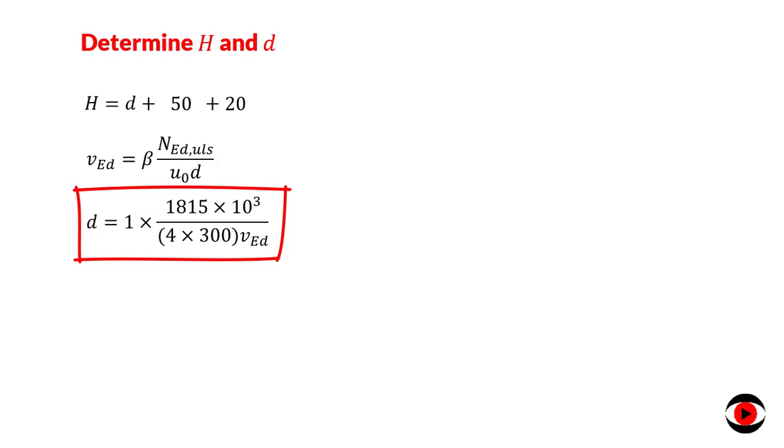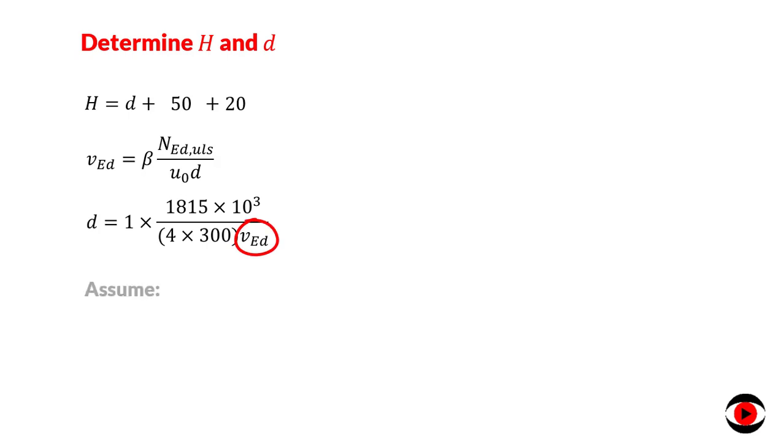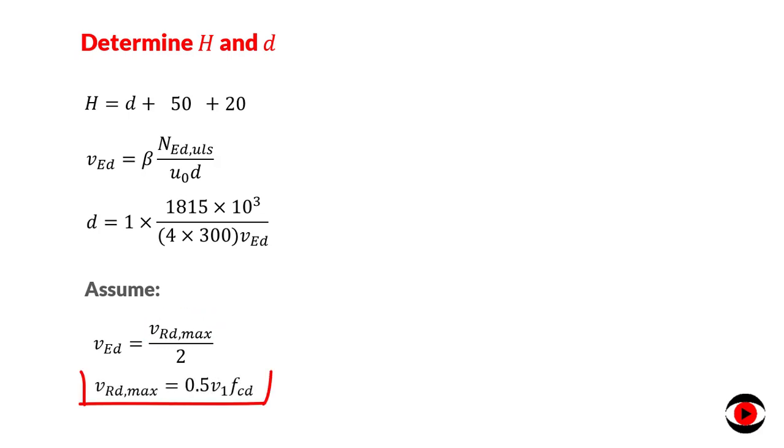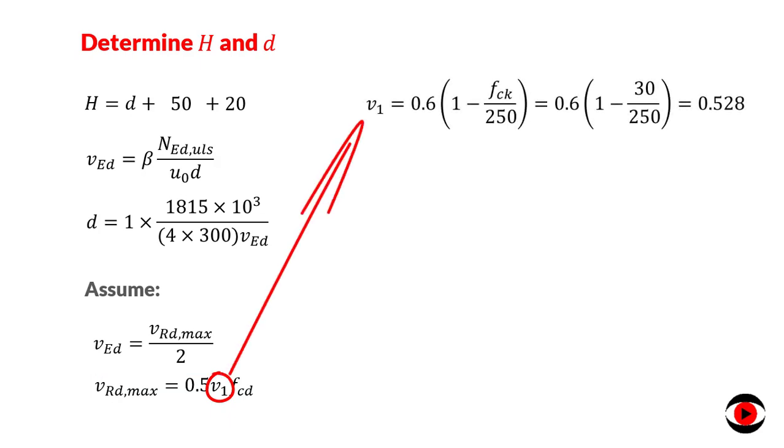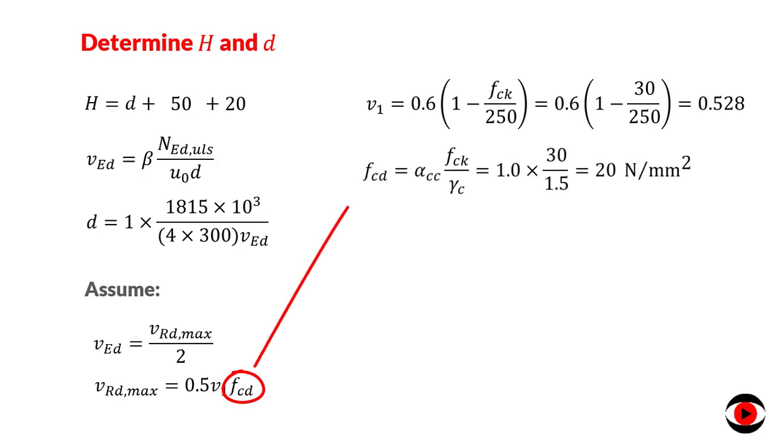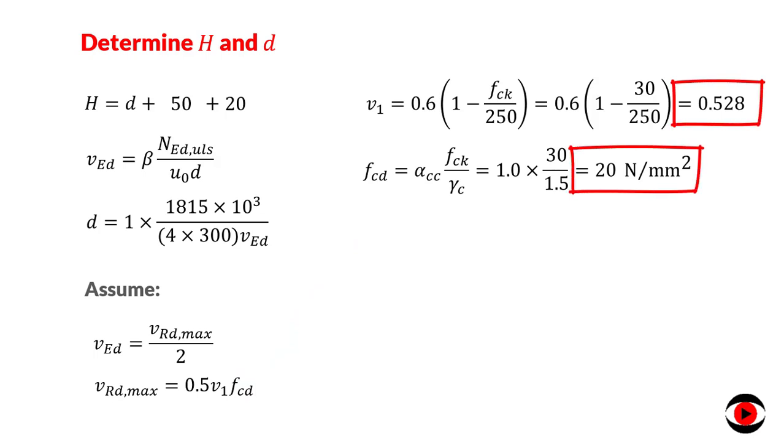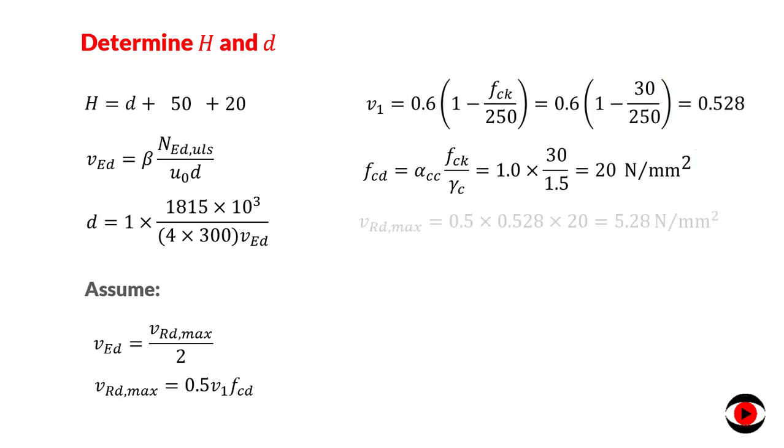Now you can see that the only element preventing us from getting the effective depth is the design shear stress at the face of the column. We will assume the design shear stress to be equals to half the maximum allowable shear resistance. The maximum allowable shear resistance is given by this equation, where V1 is the strength reduction factor and FCD is the design compressive strength. We use the computed values of the strength reduction factor and the design compressive strength to obtain the maximum allowable shear resistance.